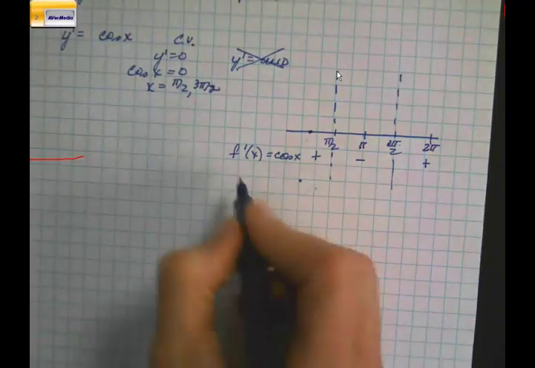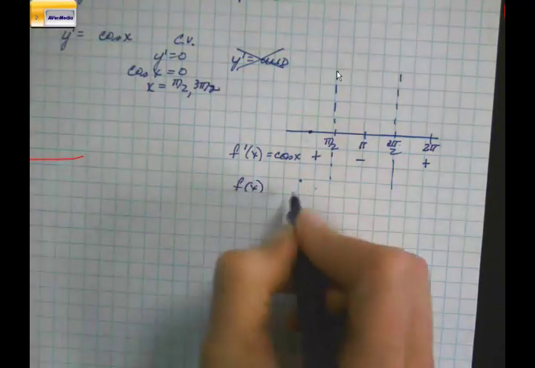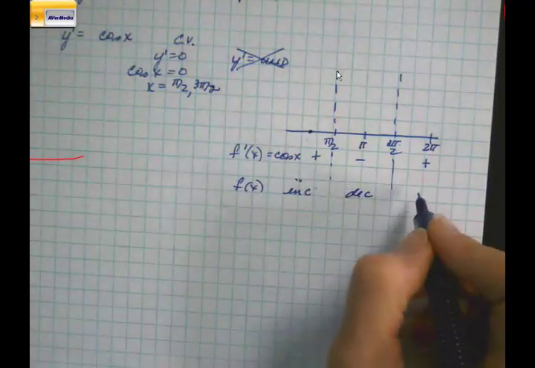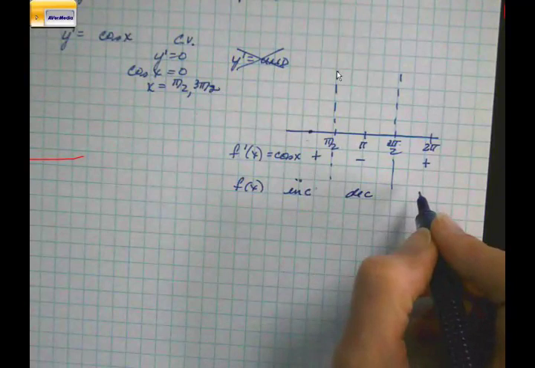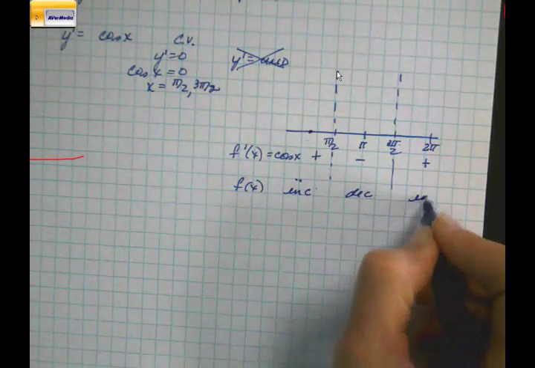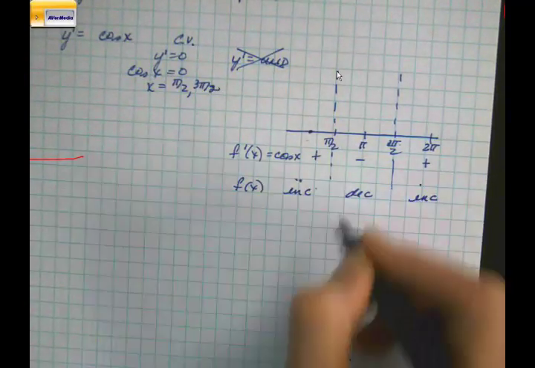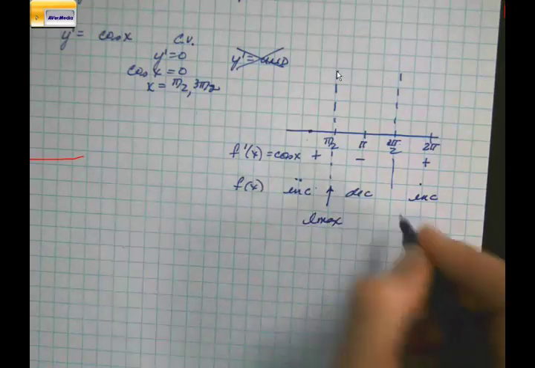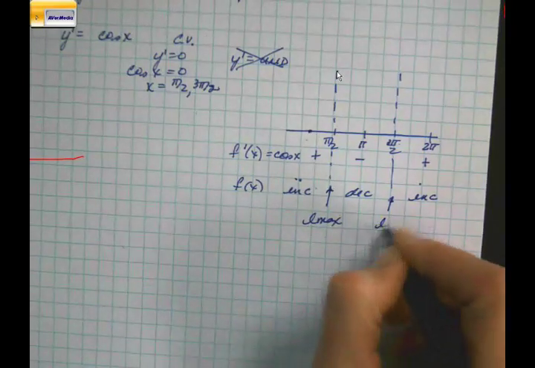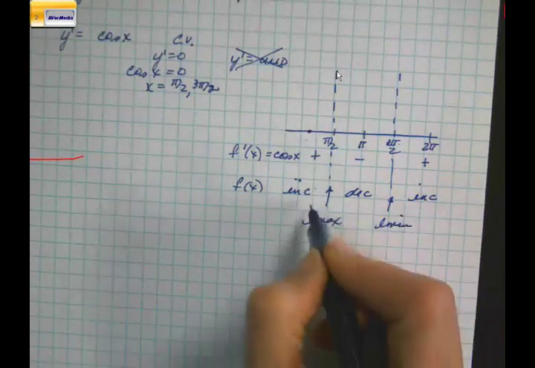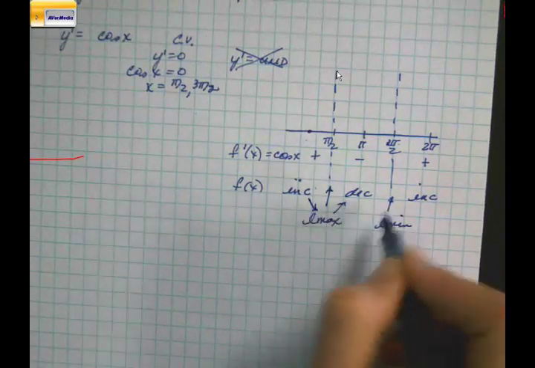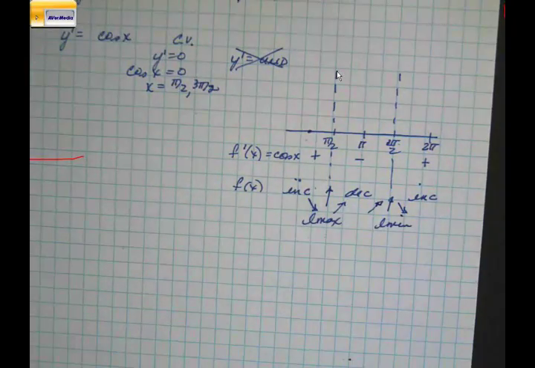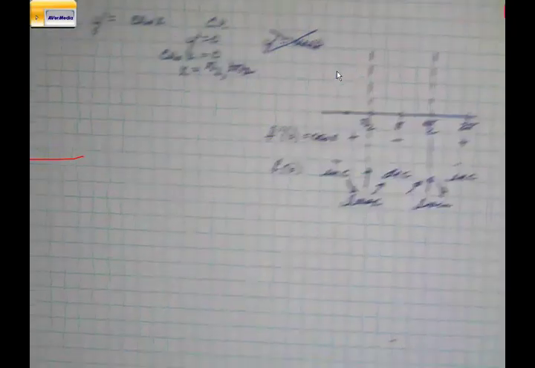So evidently, my original function is increasing from 0 to pi halves, decreasing from pi halves to 3 pi halves through quadrant 2 and quadrant 3, and then increasing through quadrant 4, which means it evidently has a local max at pi halves and then a local min at 3 pi halves, because you're going up and then down and then up. Told you it wasn't bad.